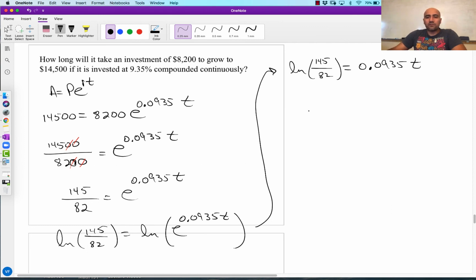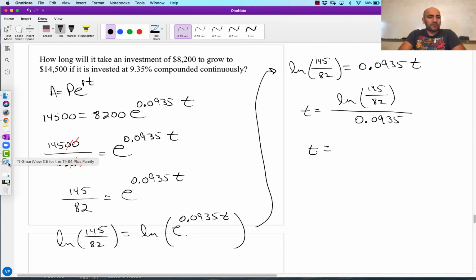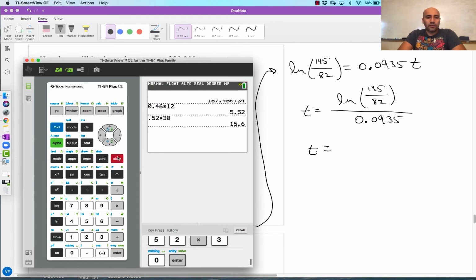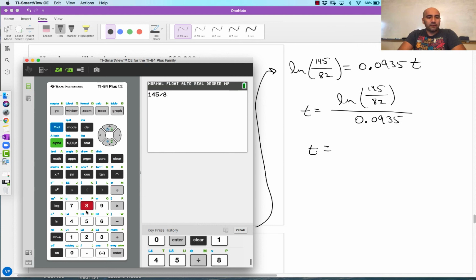Good. So now just divide both sides by that decimal. That'll solve for T. So I'll just flip it around and say that T is equal to ln of 145 divided by 82, and the whole thing divided by 0.0935. Okay, so now we just take our calculator and find an approximate answer here. So this would be 145 divided by 82 gets you to that decimal.